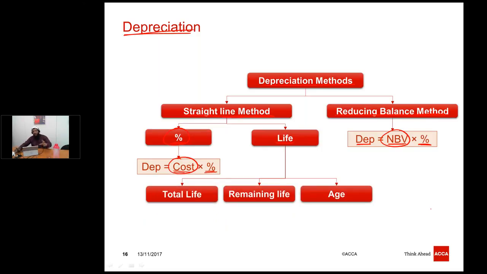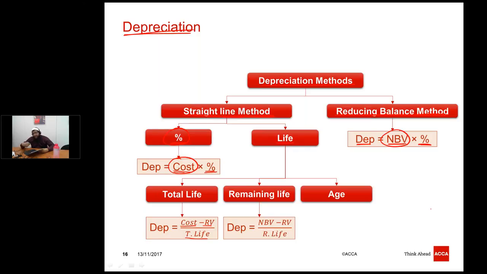And if the question has given you life, there can be three lives: the total life, the remaining life, and the age. If the question has given you total life, the depreciation is cost minus the residual value divided by the total life. And if the question has given you the remaining life, then you are going to use the net book value. Net book value minus residual value divided by remaining life. So you have to see in the question if the question is giving you total life or the remaining life. Then you have to decide whether to use cost or to use the net book value.